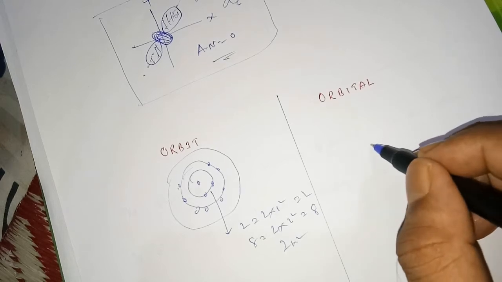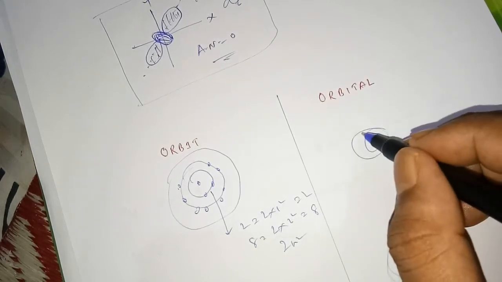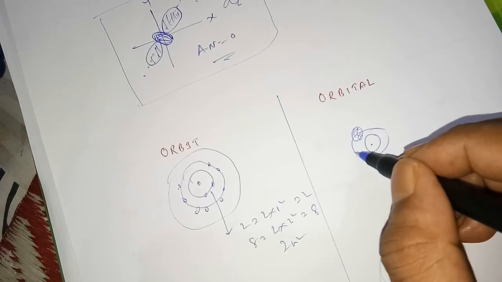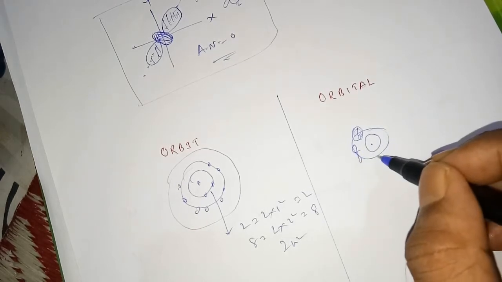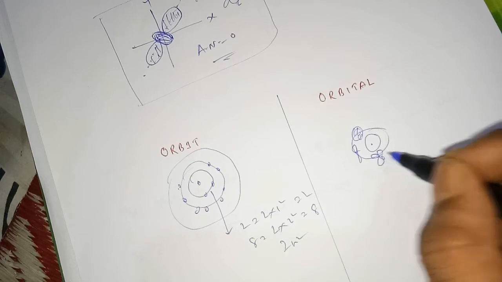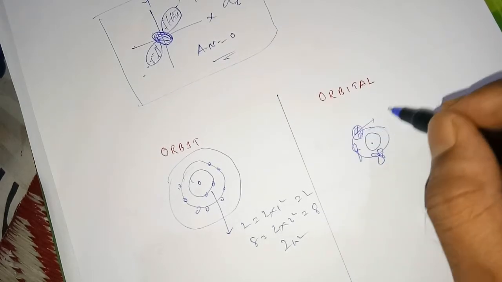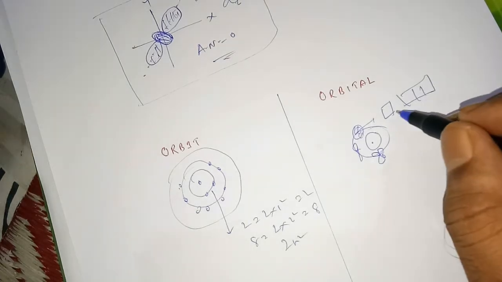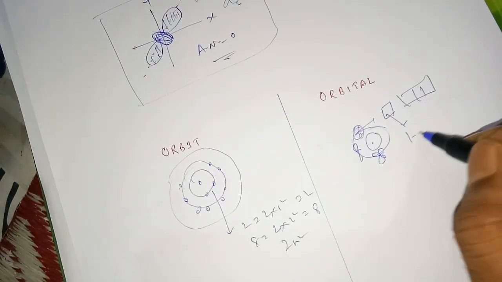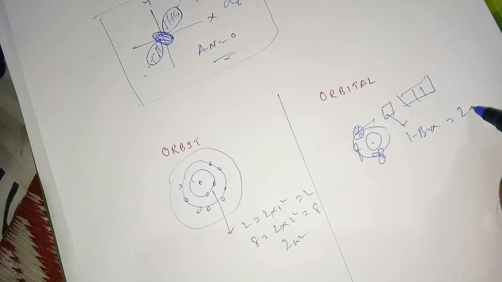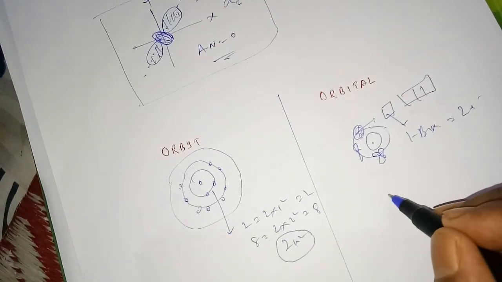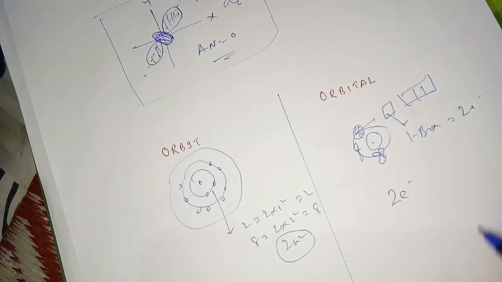Now in orbital, what happens? These are the orbitals: s orbital, p orbital, d orbital. These boxes are orbitals. In one box we have maximum how many electrons? 2 electrons. In an orbit it is 2n square electrons, but here in an orbital it is 2 electrons.